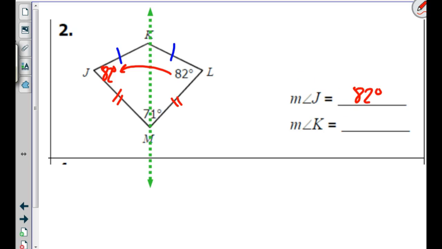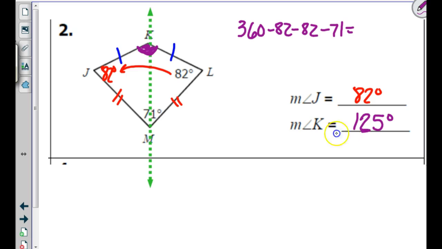Then how are we going to find K? And for K, they do want the whole thing up here, this whole angle. Well, it's 4 sides, so it's 360 minus 82, 82, and 71. 360 minus 82 twice and 71 once leaves 125 degrees to be angle K. Be careful, don't ever get anything over 180 or you should notice that you did something wrong because we can't have angles over 180.